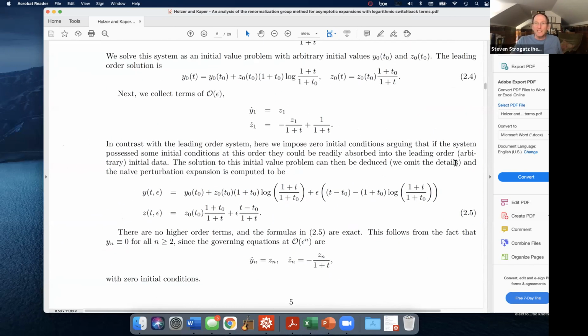They say we omit the details. I assume you would just do it in Mathematica or whatever. And they get this expression, which is all of y. It's a y0, it's got an epsilon y1, and it's this expression. Similar to what we had before. So we've now just finished the naive perturbation expansion. They point out, it turns out there are no higher order terms.